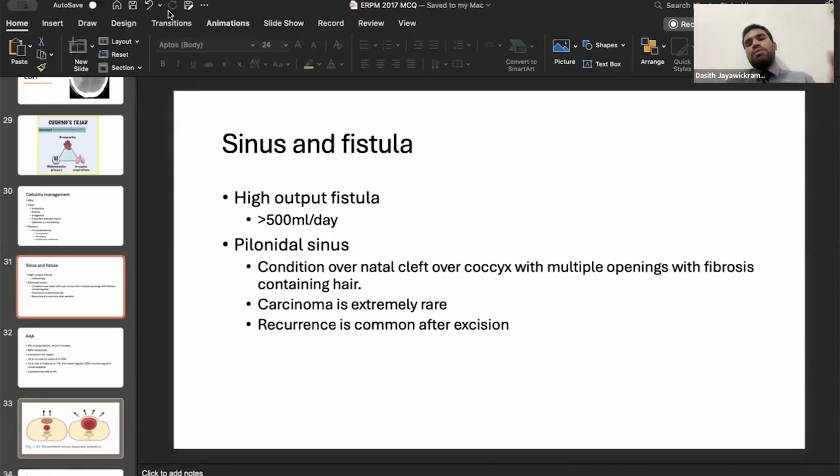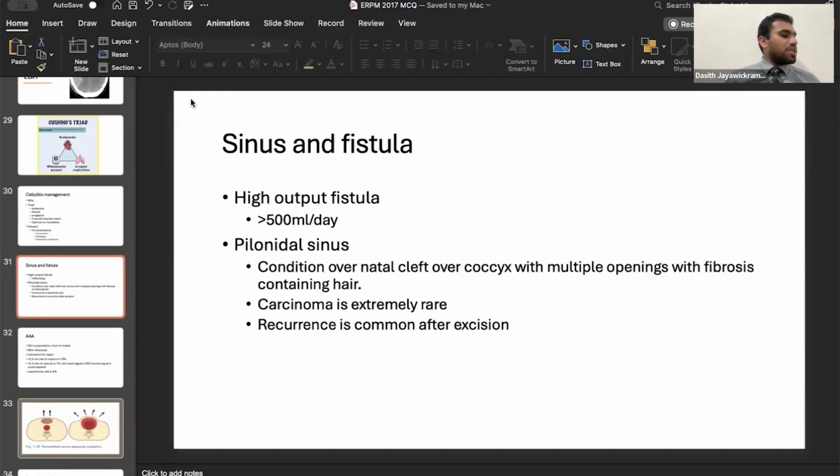So even sometimes when we excise this pilonidal sinus, it can recur. So what we advise these patients, after excising the pilonidal, is to keep the area completely trimmed, or even shave it. Do not let the hair grow back again. When they sit, the hair tries to go back again. So that is the management. Carcinoma in this region is extremely rare, and recurrence is very common after excision.